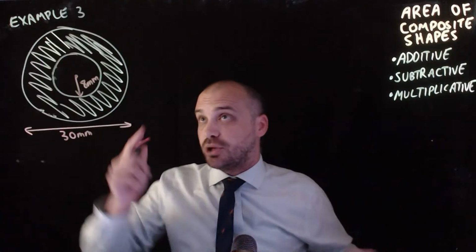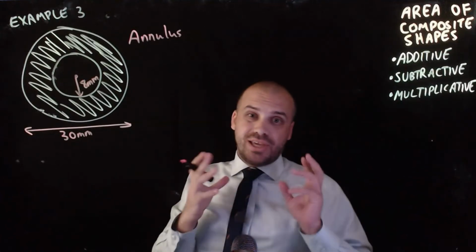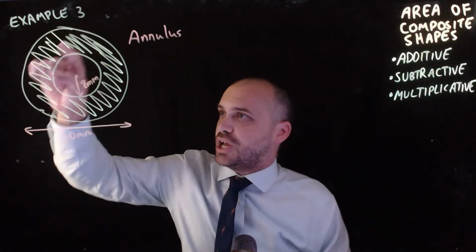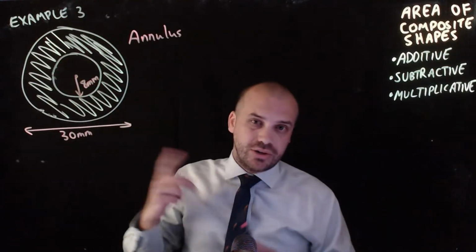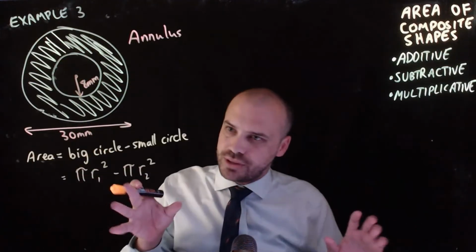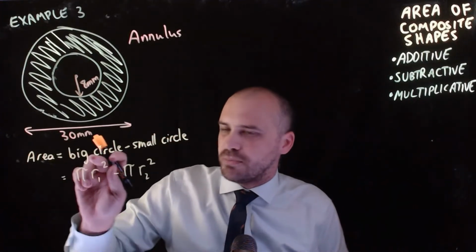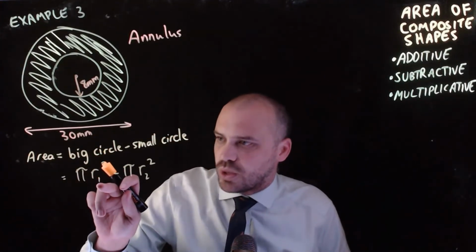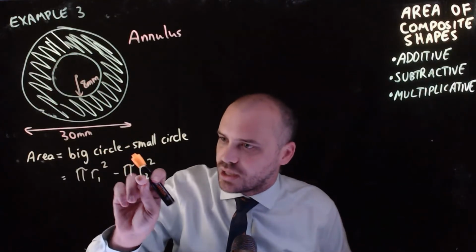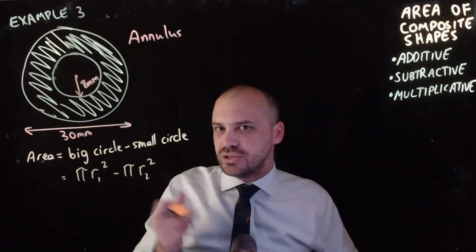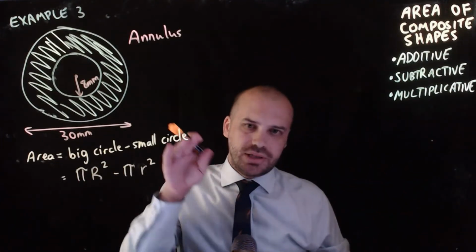Now in the case of a shape like this, which we call an annulus, I can't see a way to use the additive method. To find this shaded region, I'm going to find the area of the big circle and subtract the area of the small circle. So the way I've written this is area equals big circle minus small circle, and I've called the radius of the big circle r subscript 1, and we're going to square that, and I've called the radius of the small circle R subscript 2. Some teachers like to do something a bit more like this, capital R, small r, but I'm going to stick with my subscripts.